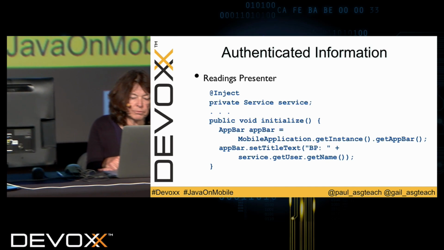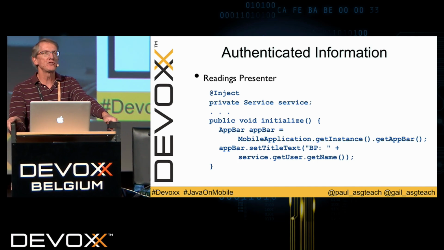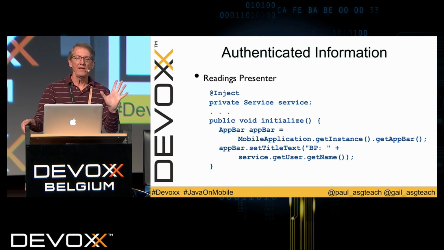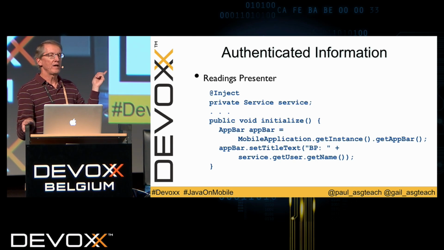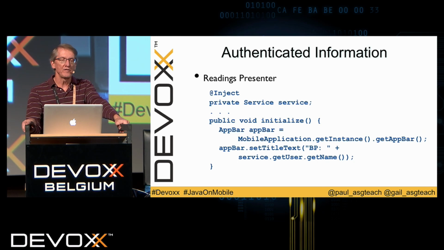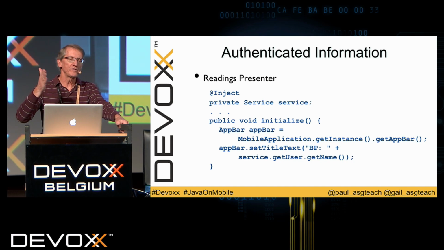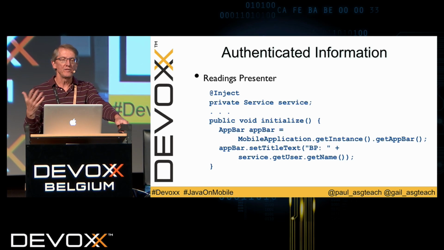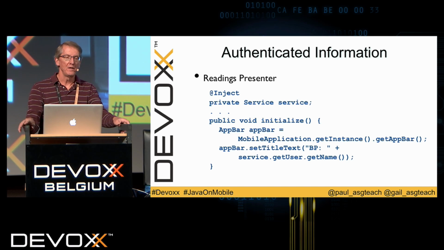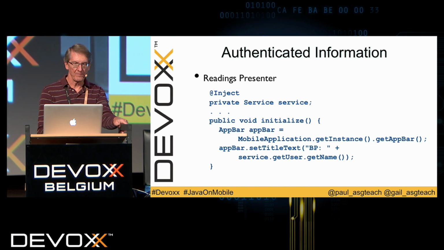Okay, now the service class JavaFX user property will have information from the authenticated process. And this property can be accessed from any view that uses the service object. For example, in the readings presenter, you see this @inject statement, and this is dependency injection, and it's used to access the service object so that we can then call service.getUser.getName to set the view's application bar title, and that's when you saw Gail's name showing up in the app bar on the slide.